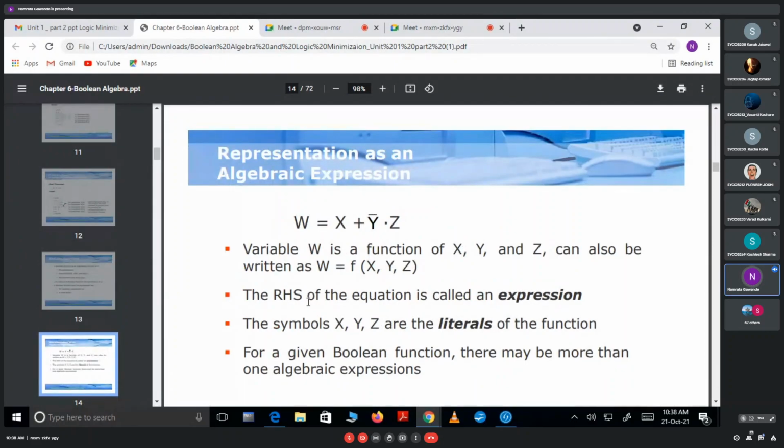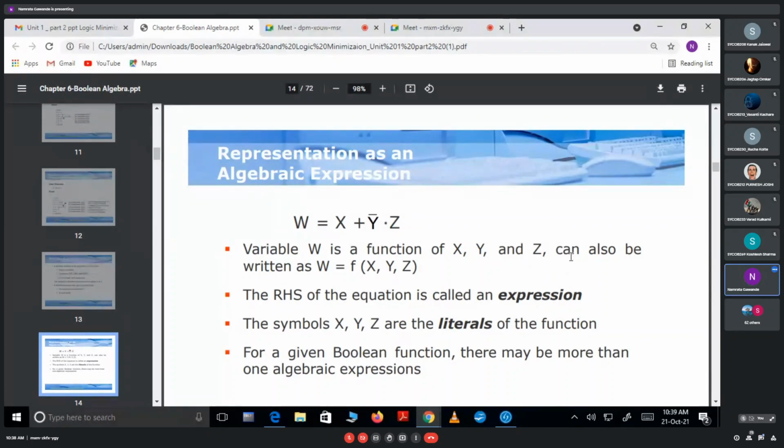So how to represent that as an algebraic equation? Representation as an algebraic equation: W equal to x plus y bar dot z. You can see this expression, right? Suppose one expression is given here, that can be known as a Boolean function also. Here, representation in terms of an algebraic expression, this term can be used. In terms of digital electronics, an expression can be written like this. Now what is the meaning of this W? This variable W is a function of x, y and z.